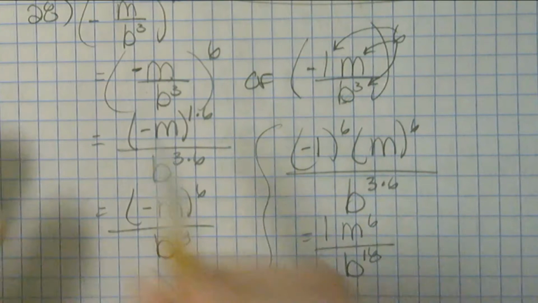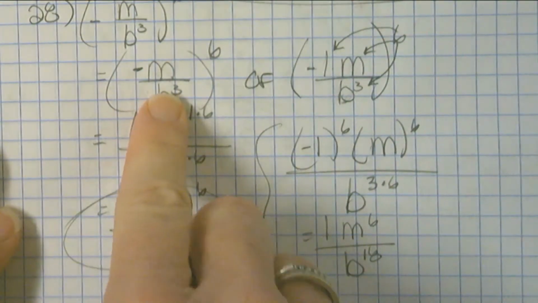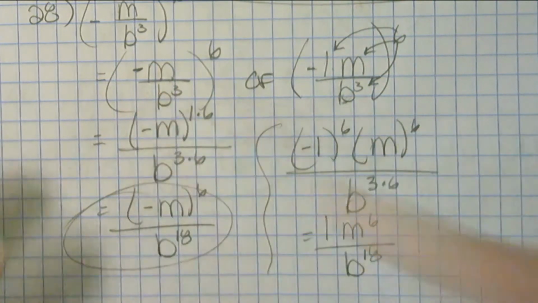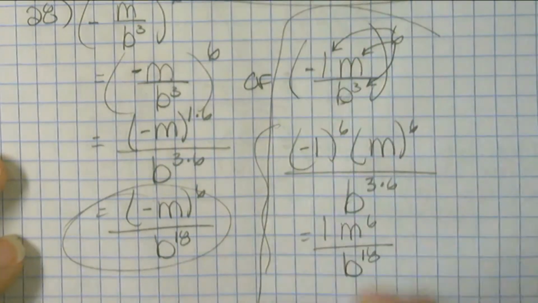That's why I would have taken this, just because we hadn't really talked about that negative out in front. But when we have a negative in front of a variable, that just means it's negative 1 times that variable. So this is what we needed to focus on.